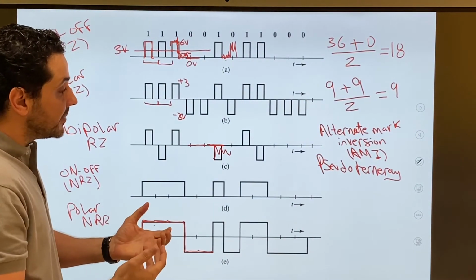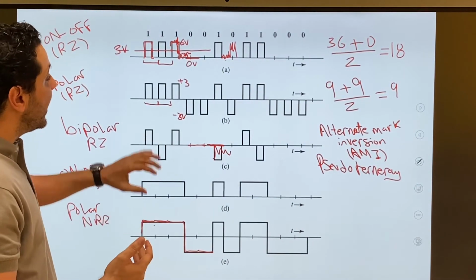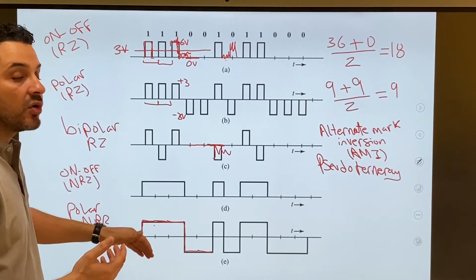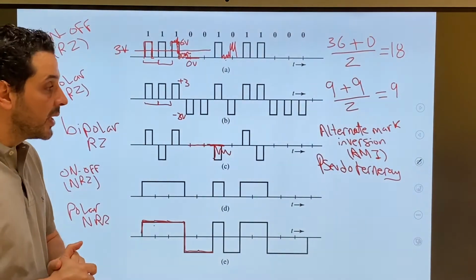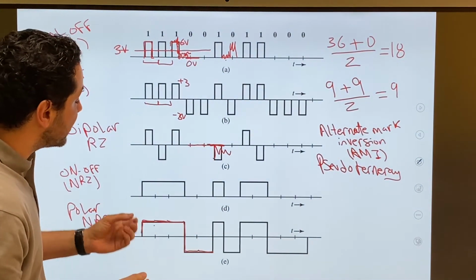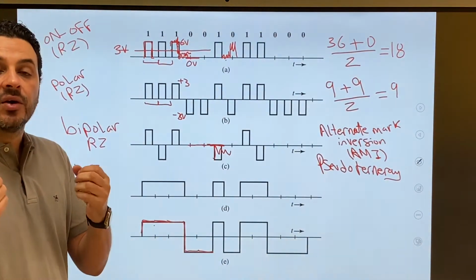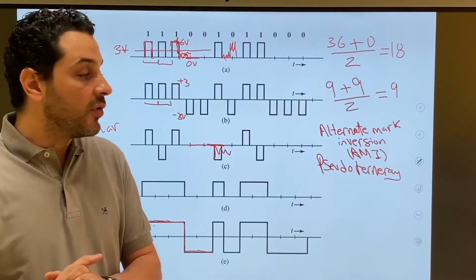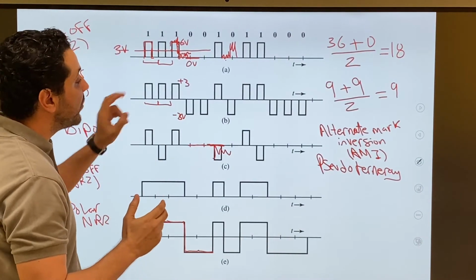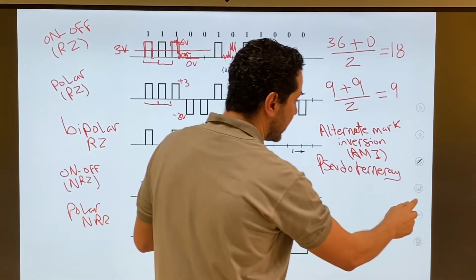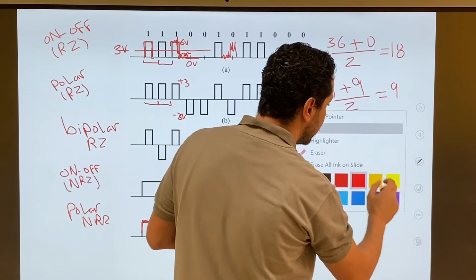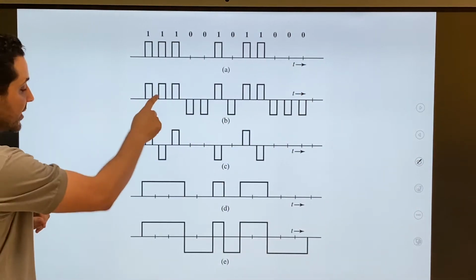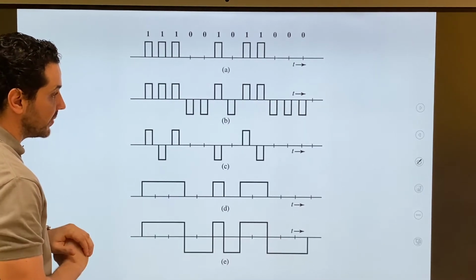Now let's talk about why the return to 0 sometimes is preferred over non-return to 0. The return to 0 is preferred over non-return to 0 because you can always extract the timing information from the return to 0. For example, let's focus on the polar signaling. I'm going to remove what I wrote here. Let's focus on the polar return to 0 and the polar non-return to 0.